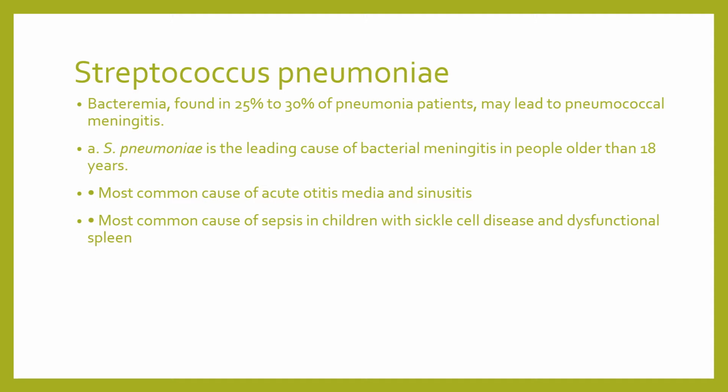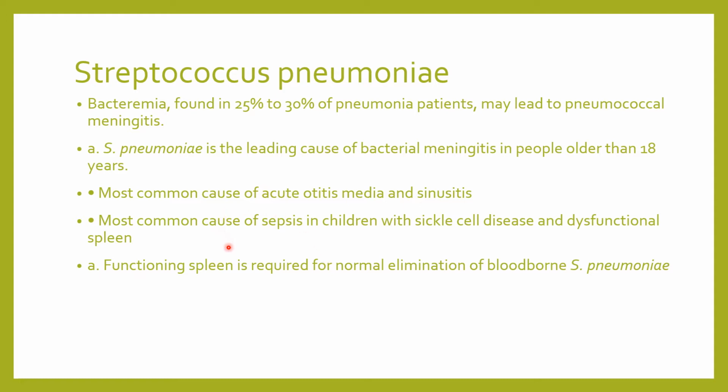And again, unfortunately in children, this is the most common cause of sepsis in children with sickle cell disease, especially those who have a dysfunctional spleen. Why? Because a functioning spleen is required for the normal elimination of bloodborne bacteremia secondary to your strep pneumonia. If there is no functional spleen to eliminate it, then it can lead to sepsis.